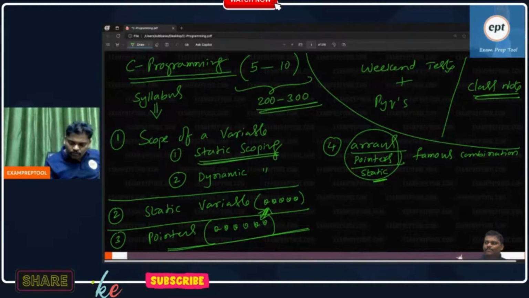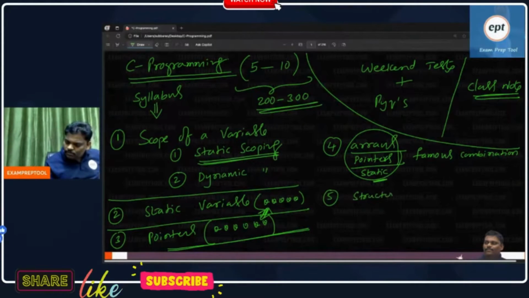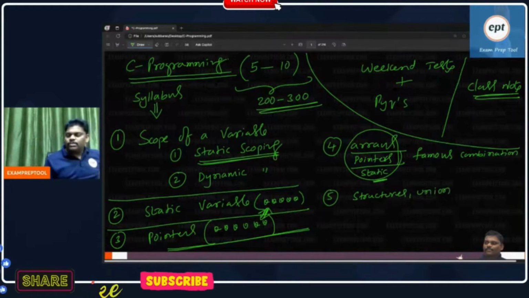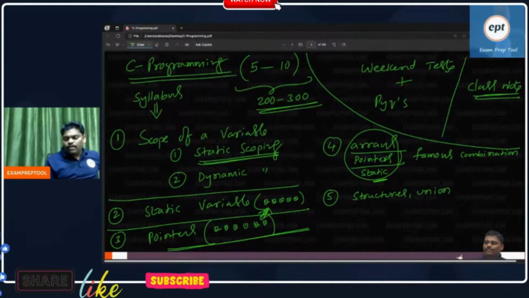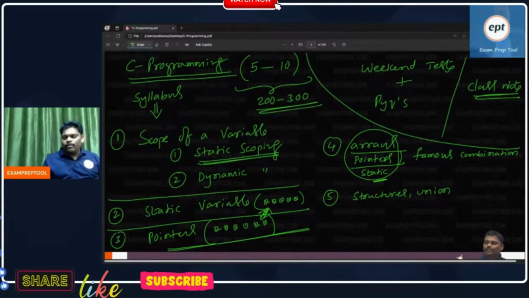Next, the fifth one is structures and union. Yes, maybe I will cover some more things. As of now, this is more than enough. As classes keep going, some more things I will add.